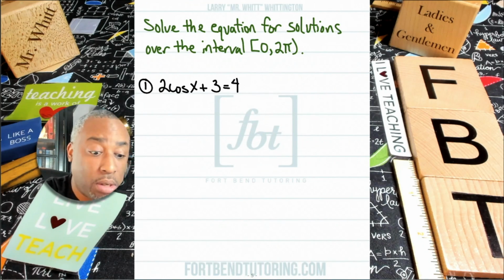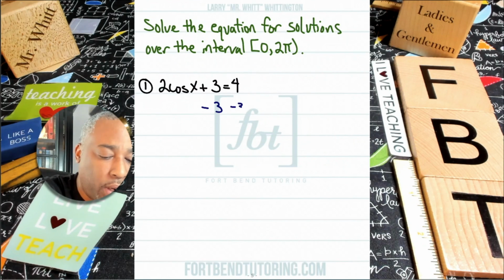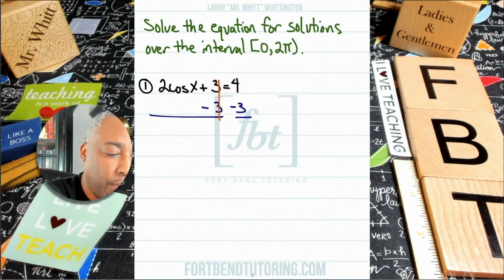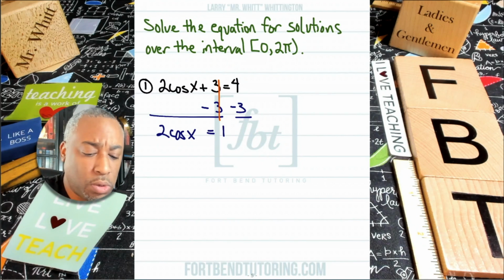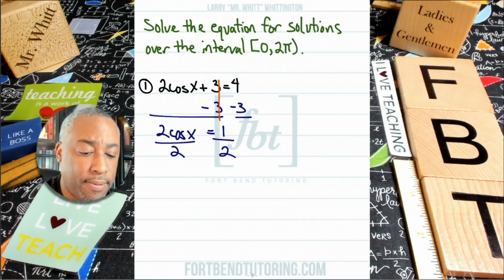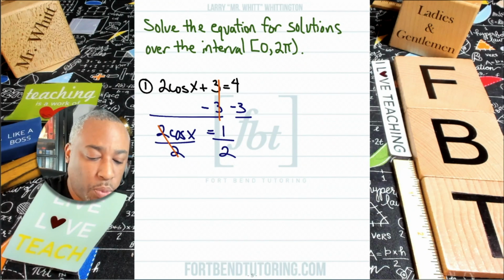So let's do that. I'm going to start by subtracting 3 from both sides of the equation. The 3's will cancel out like so. I'll be bringing down 2 cosine x, which equals 1. From there, my next step is going to be to divide both sides by 2. Simplify this, and we'll end up with cosine x equals 1/2.